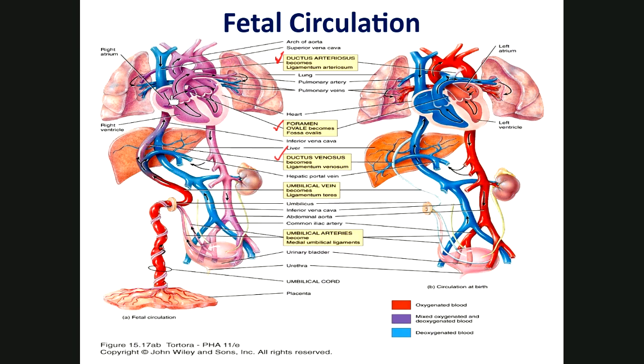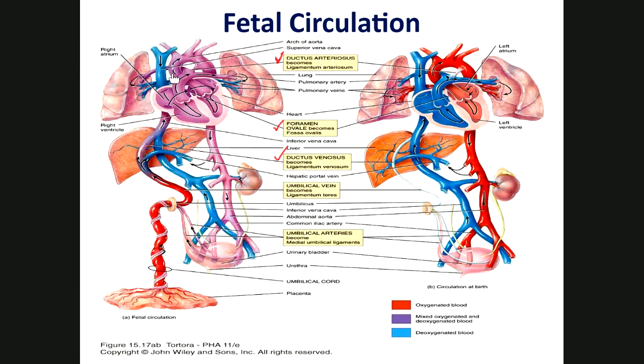So in the right atrium, most of the blood is going to go via the foramen ovale directly into the left atrium, because the lungs are not functioning yet at this point. Some of this blood can go into the left ventricle and out the aorta. It bypasses the lungs, and a little bit will go into the pulmonary trunk.